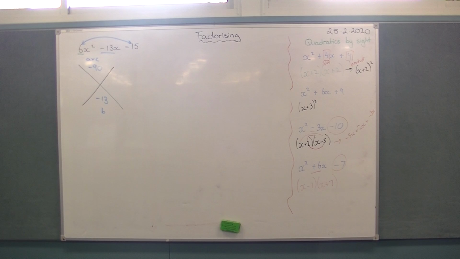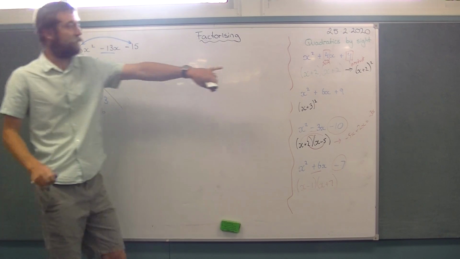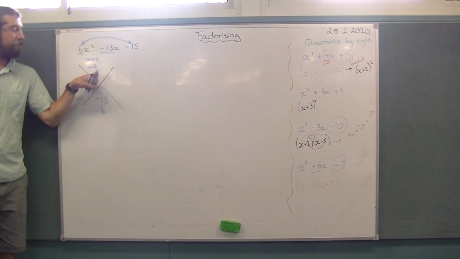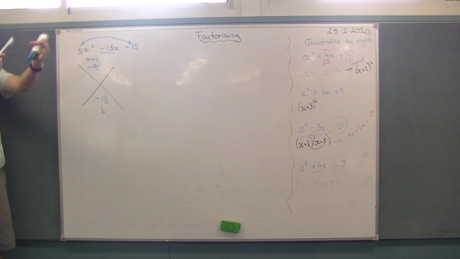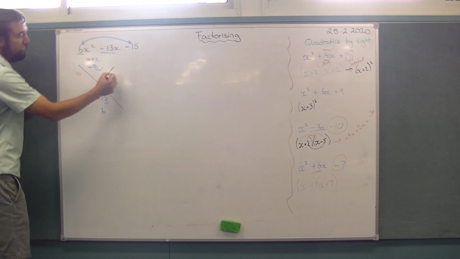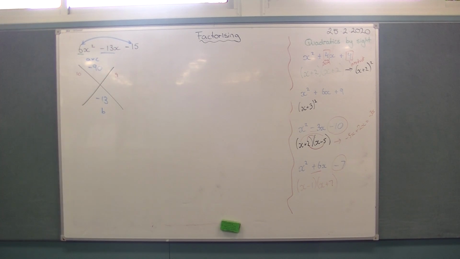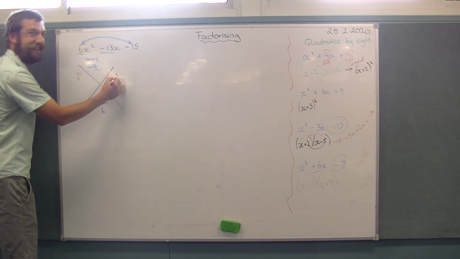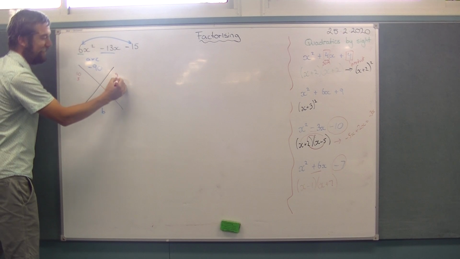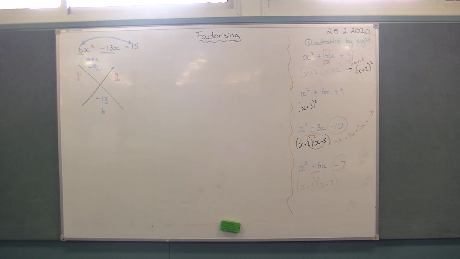Now, we are looking for the same as by sight. We are looking for 2 factors of negative 90 that add to make minus 13. So, give me some factors of 90. 10 and 9. Do they add to make 13? No, obviously not. Give me some more. 3 and 30. Do 3 and 30 add to make 13? No, so give me some more.